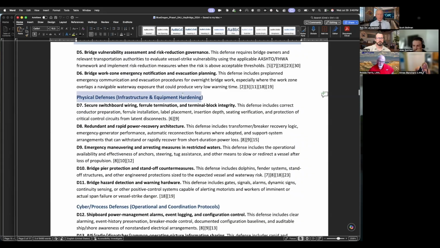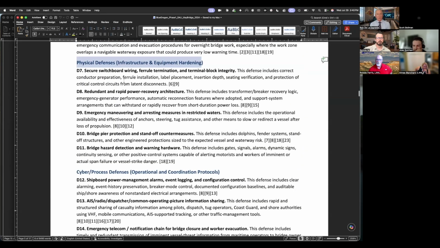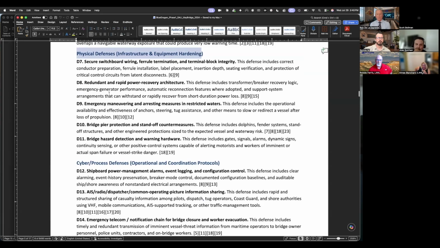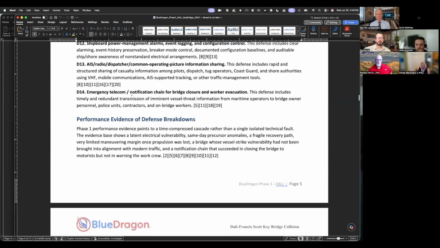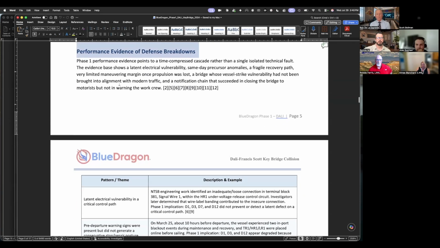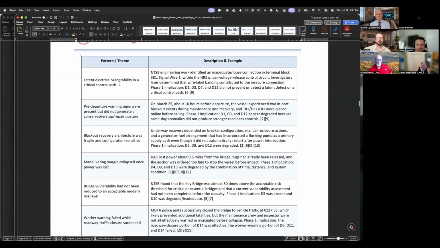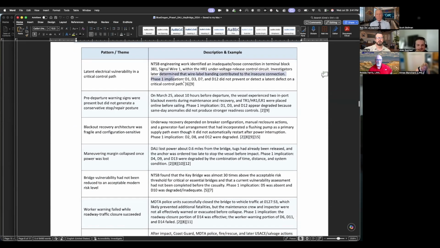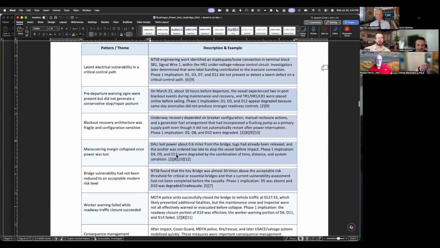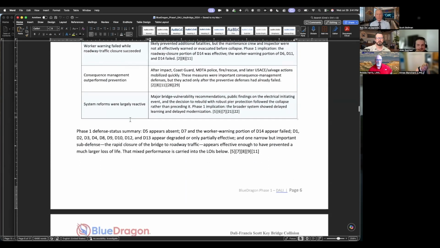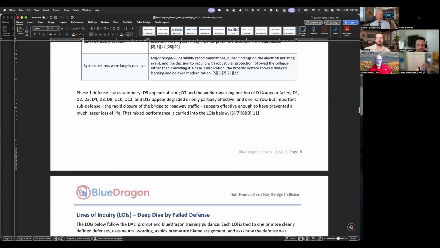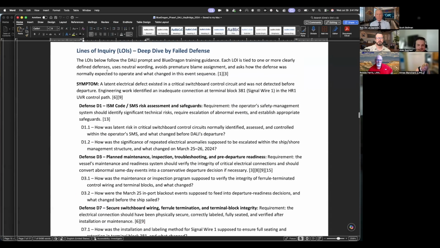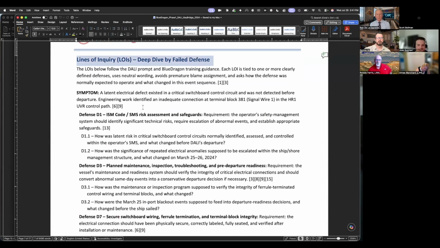All right, here are the physical defenses. So now we get into physical defenses. And here are cyber defenses. So everything I've asked for, it's giving me. All right. And now we get into the performance evidence. So here we go. Here are the things that went wrong. Here's the performance that we identified for each of those areas, right? Worker warning failed while roadway traffic closure succeeded.